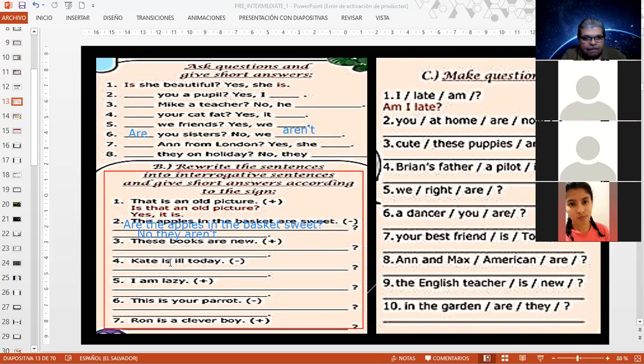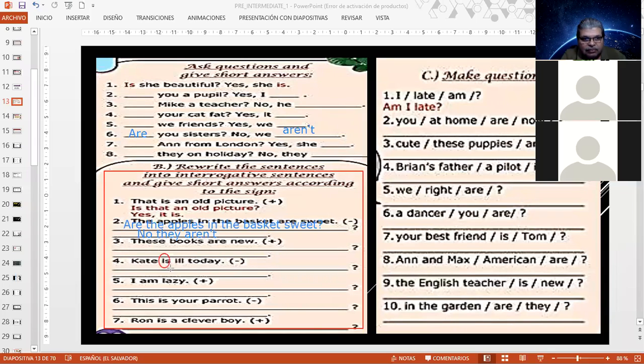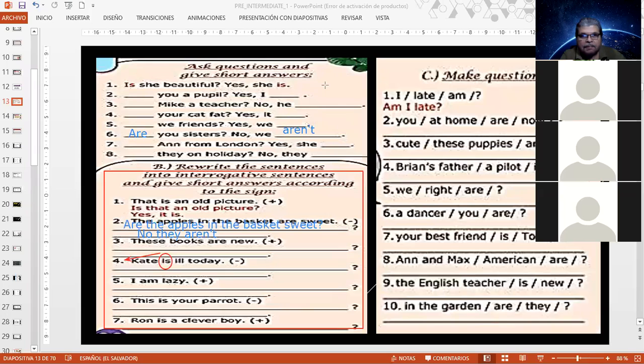Prácticamente, observen ustedes que básicamente to form a question, lo único que hacemos es mover el verbo to be antes del sujeto. ¿Ven? O sea, lo que hicimos fue pasar el is para acá. Is Kate ill today? Y ahí va. En este caso, movimos el are. Porque el sujeto es the apples in the basket. Todo eso es el sujeto, ¿verdad? De lo que estamos hablando. Por eso pasamos el are.